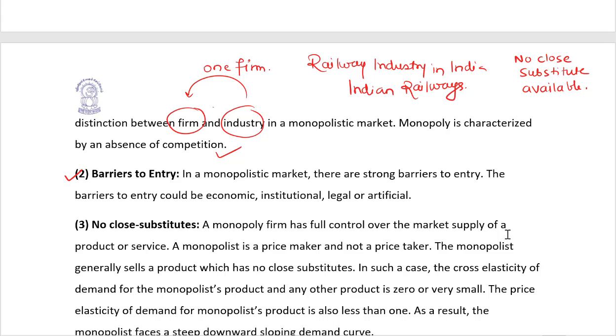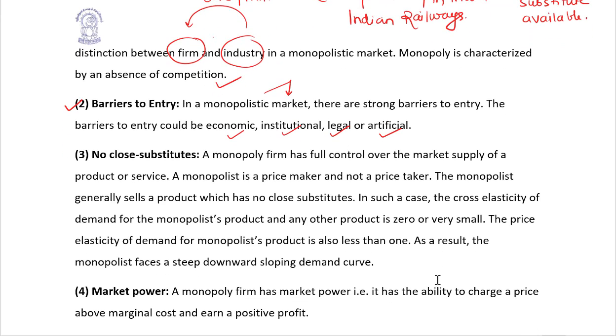Let us see point number two, that is barrier to entry. In a monopolistic market, there is a strong barrier to entry. The barriers to entry could be economic barriers, institutional barriers, legal barriers, or artificially created barriers. The third is no close substitutes.